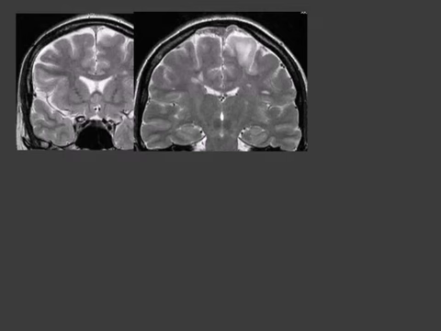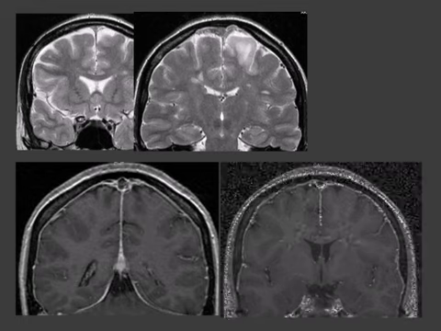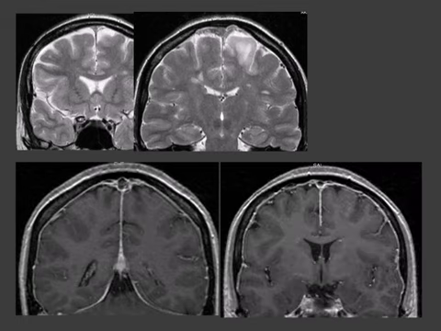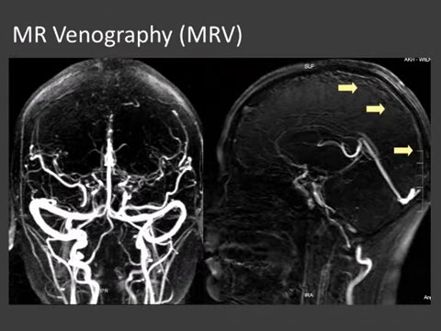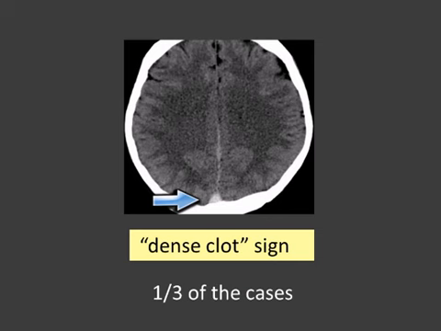When you look at this coronal T2, you immediately see something is wrong with the superior sagittal sinus. It does not have a normal flow void. Then you give contrast, and then you definitely see the empty delta sign in this superior sagittal sinus thrombosis. Of course, you can confirm it with MR venography if you are missing the sinus, like in this particular case.